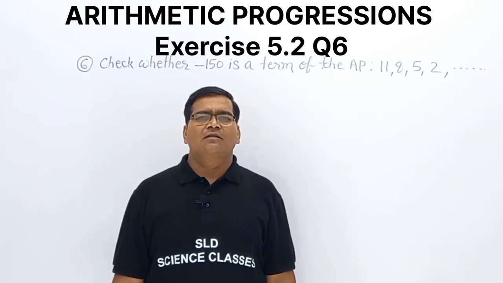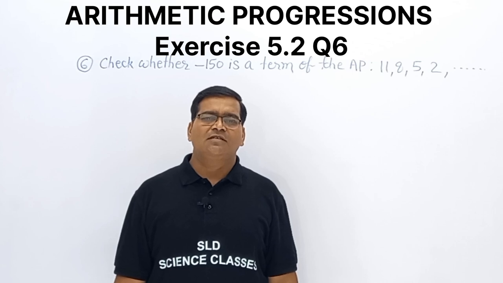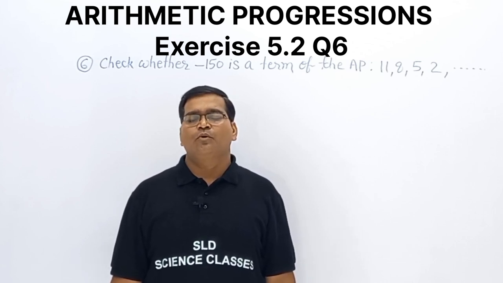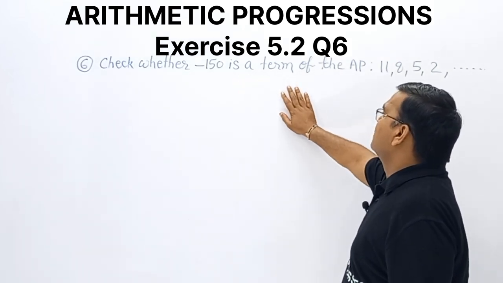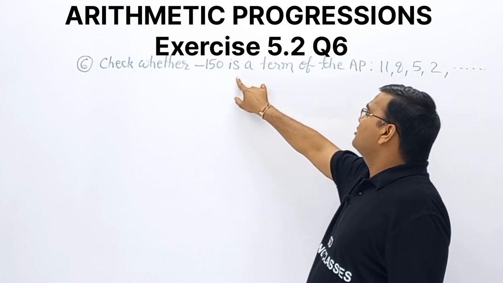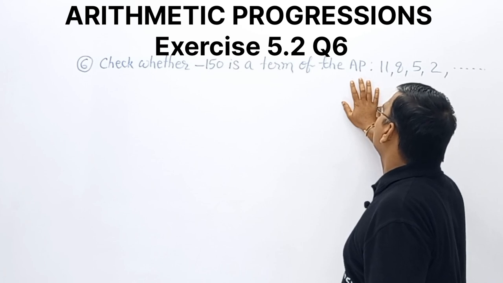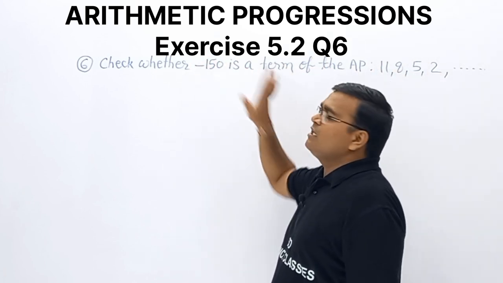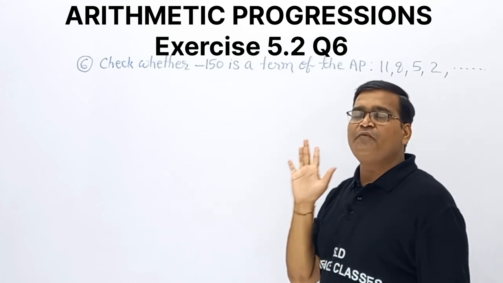Today in this class we are going to discuss question number 6 of exercise 5.2, arithmetic progressions. Check whether minus 150 is a term of the AP. We are having one AP. Is minus 150 a term of this AP or not? We want to find this.